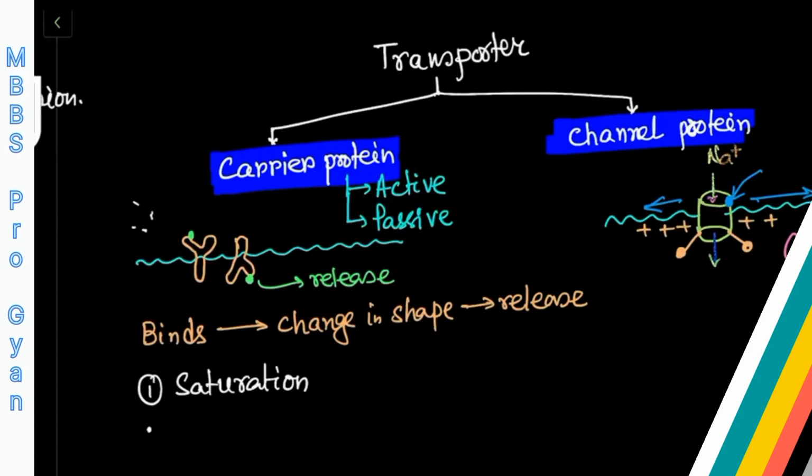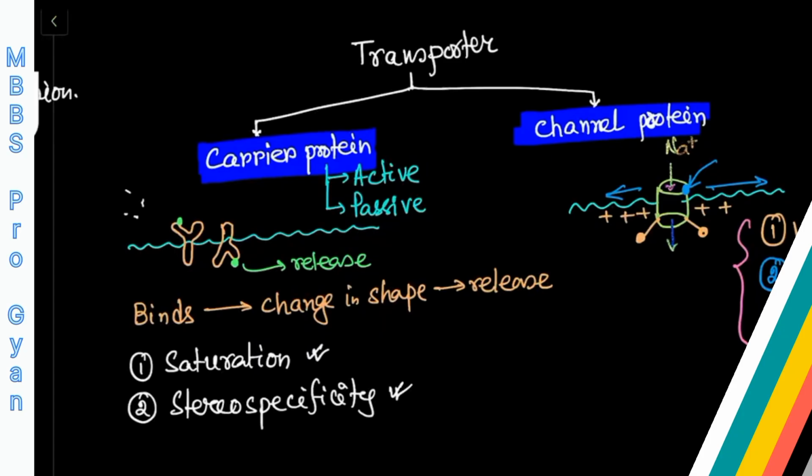Second thing is specificity. You know the D-glucose and L-glucose. If the carrier protein is dedicated for a particular isomer of a molecule, then it will not be able to transport the other isomer. For example, if the carrier protein is dedicated for D-glucose, then it will not be able to transport the L-glucose. That is known as stereospecificity of carrier protein.